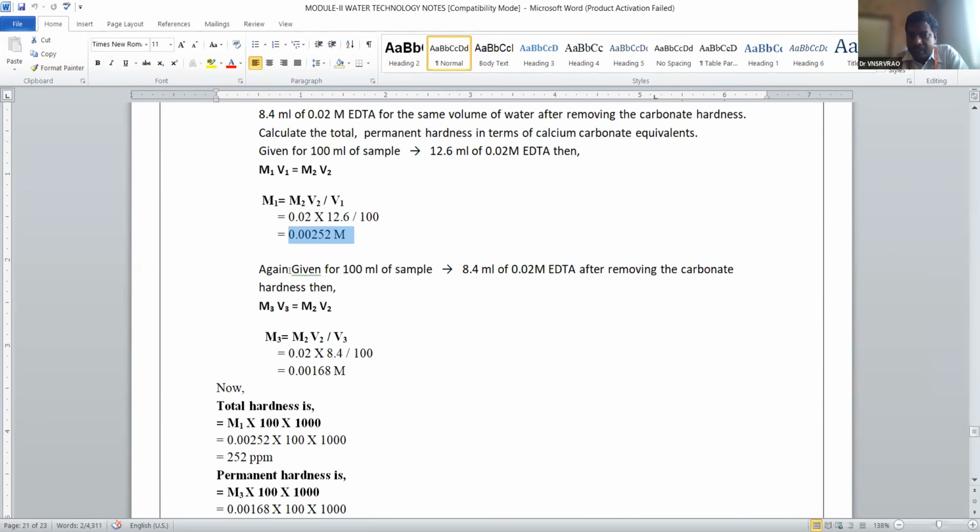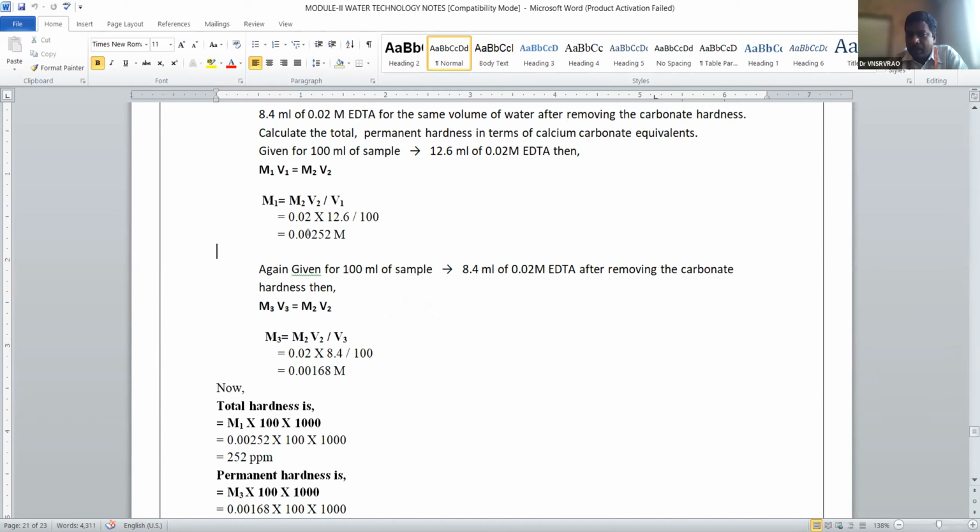For the second titration, as per the problem, 100 ml of the sample requires 8.4 ml of 0.02 molar EDTA. Again use the formula M3V3 is equal to M2V2. The left side is the water sample and the right side is EDTA, and you don't know the molarity M3 of the water. So the formula becomes M3 is equal to M2V2 by V3. M2 is the EDTA molarity, 0.02 molar, and the volume is 8.4, divided by the volume of the water, 100. Again you get a molarity of 0.00168.